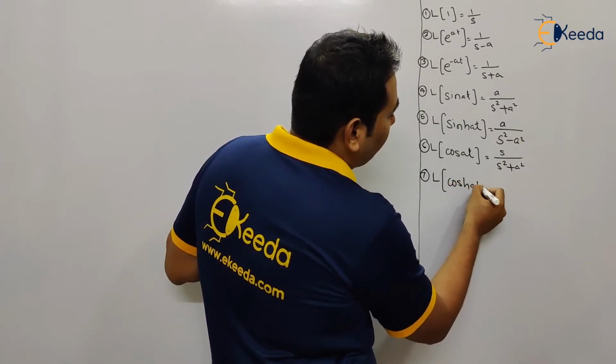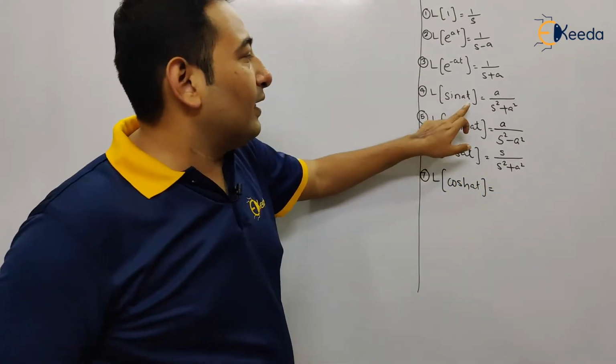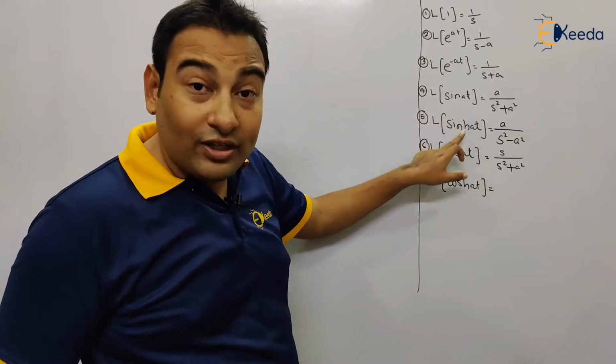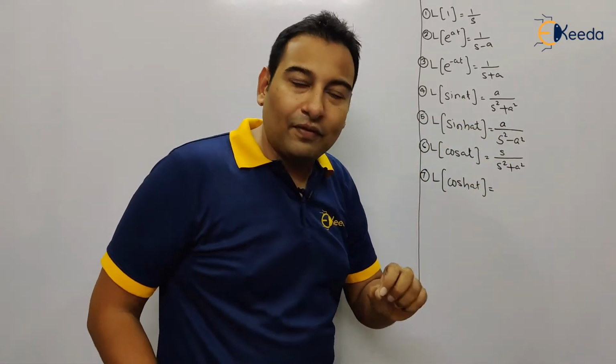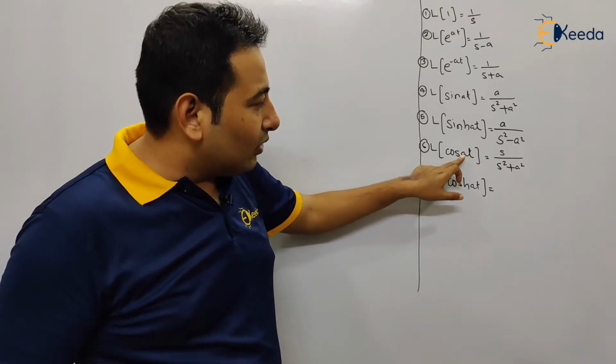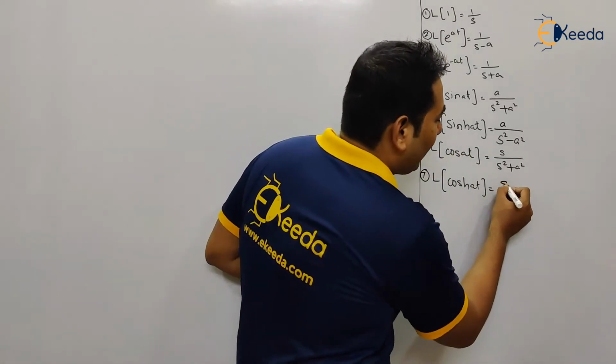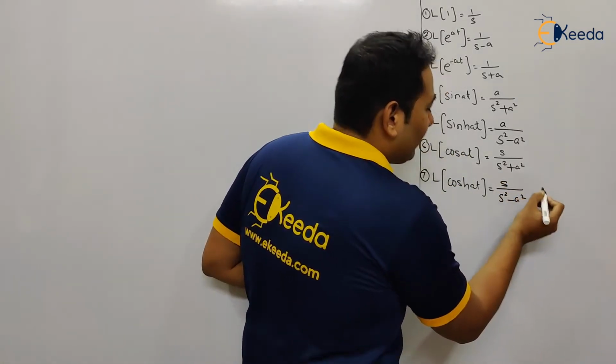Cos hat, same thing. In sine and sine h, what is the difference? Plus minus. The same difference will occur here for cos and cos h. So it will be s upon s square minus a square.